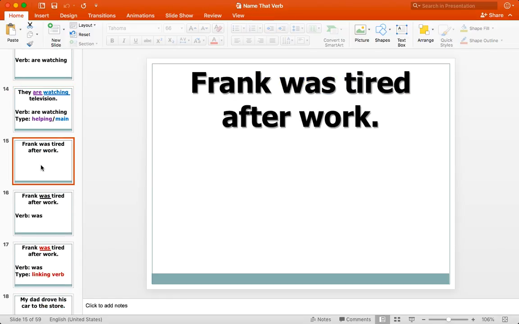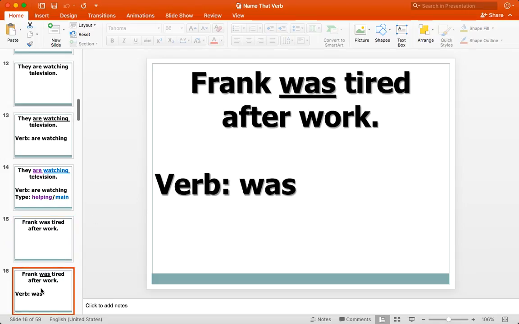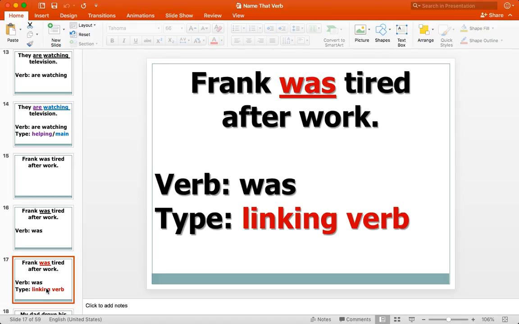Next one, Frank was tired after work. So our subject is Frank. Was tired after work is the predicate. Was is going to be the verb here, and it is a linking verb because it is not an action. It's just connecting Frank to his feeling because he was feeling tired. So Frank was tired after work.